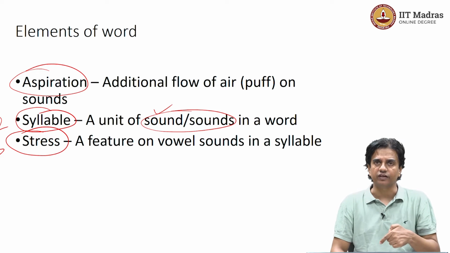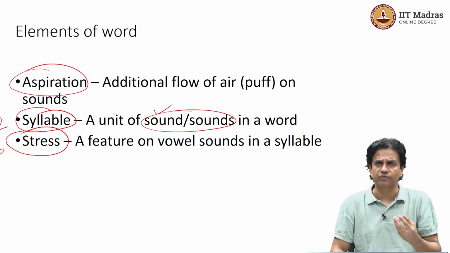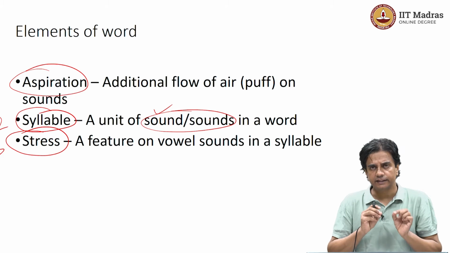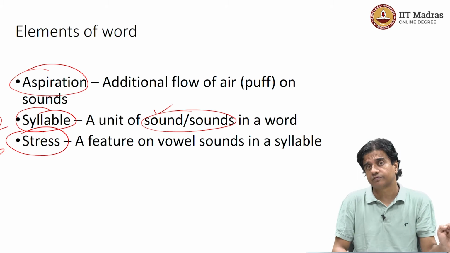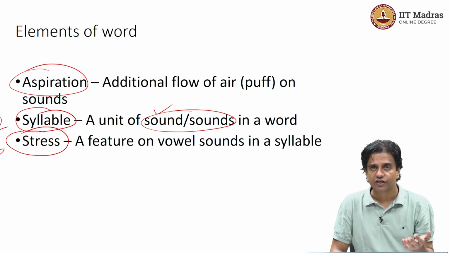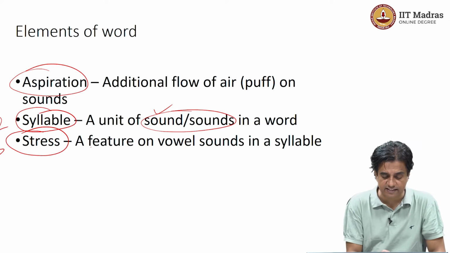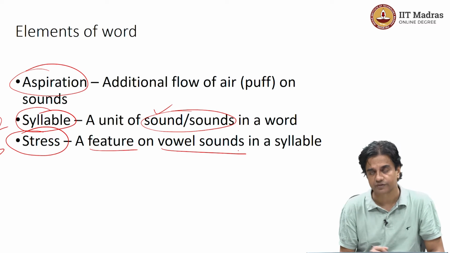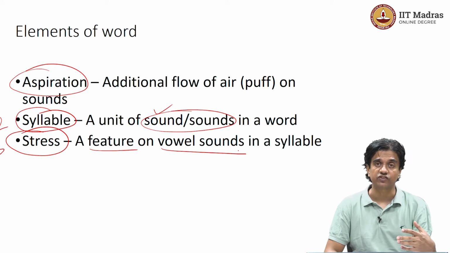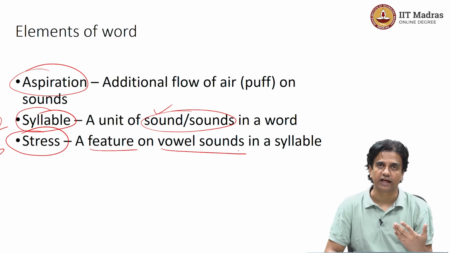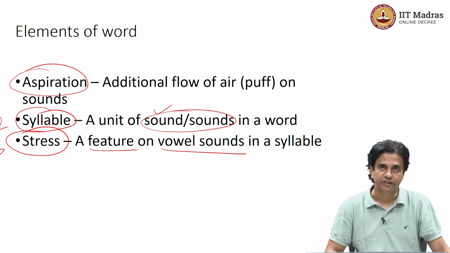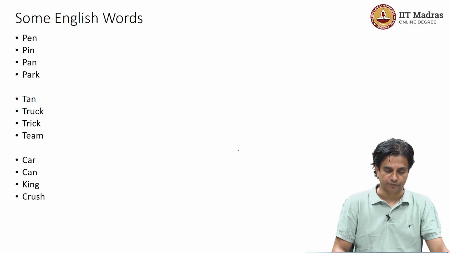In a monosyllabic word, when the word itself is just one syllable and it's not possible to divide it further, then if non-aspirated sounds are there in the initial position of a word, they become aspirated. So basically, stress is a feature on a vowel sound in a syllable or in a word. We need to understand these three things with clarity and look at the interplay of these things in a combined way. So let's look at the words now.